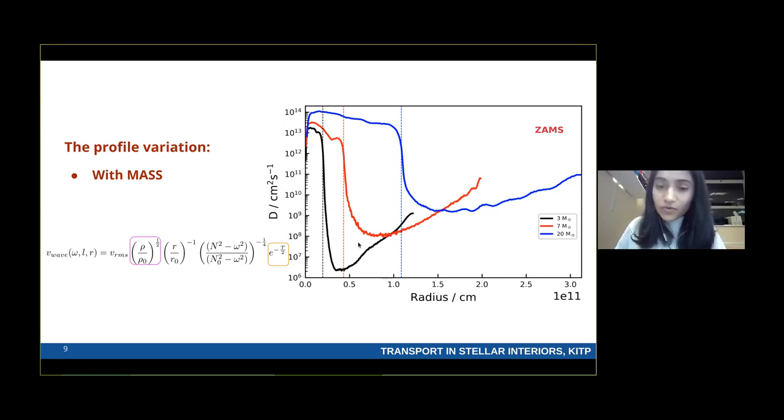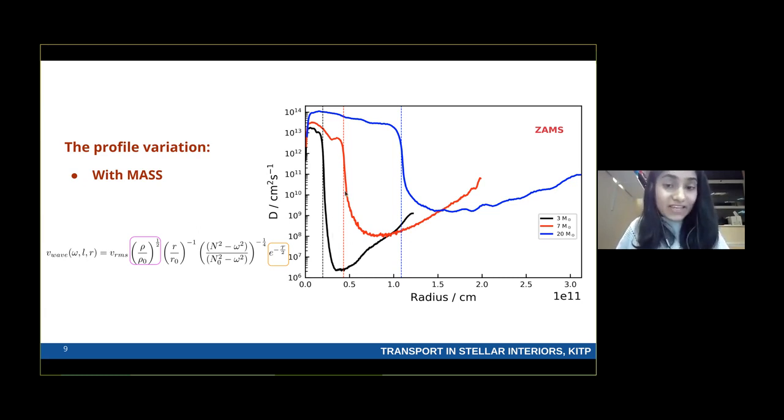Given in black is a 3 solar mass model, in red is 7 solar mass, and in blue is 20 solar mass, with the vertical dashed lines indicating the convective radiative interfaces for each model. As you can see here, the profile follows the same trend for all the models. That is, it increases from the convective radiative interface towards the surface. The dominant factors contributing to this mixing profile are the density stratification, which amplifies the wave as it moves outwards, and the thermal damping, which modulates the density stratification by damping the waves in the radiation zone.